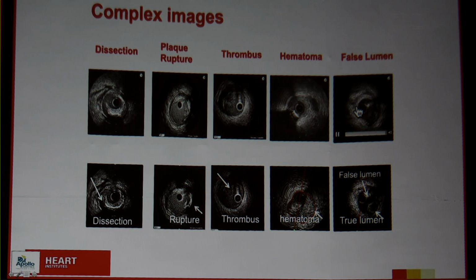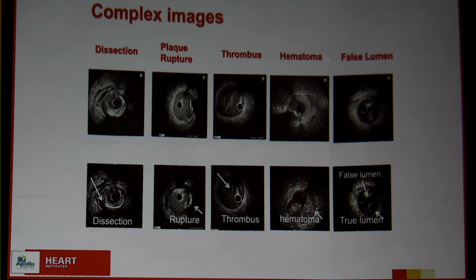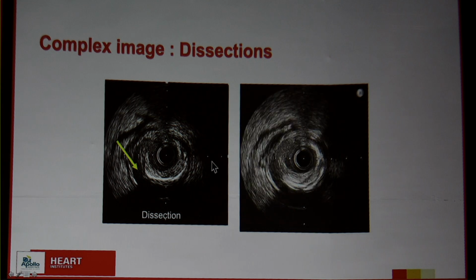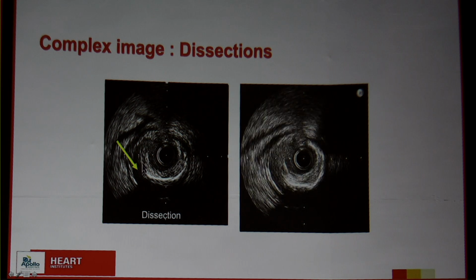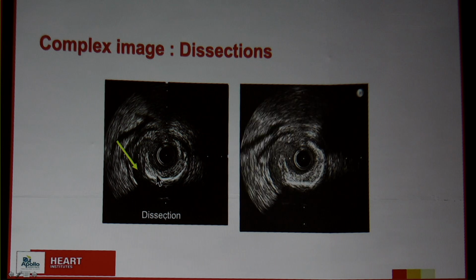So look out for these five complex features after you have debulked or done your preliminary preparation of the plaque. For example, this is a dissection. You can see that a dissection has occurred over here, and this is something that one should not miss, because you have to decide whether this dissection is to be tackled or left alone.